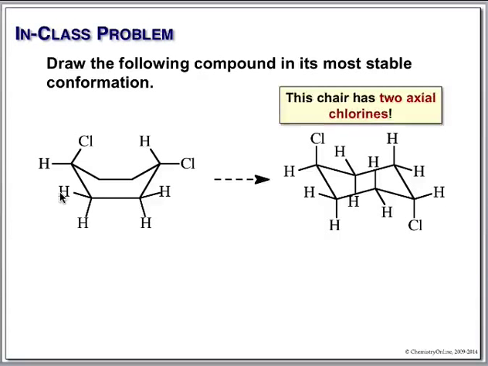We know we cannot leave these chlorines axial, can we? If we do a ring inversion, they're both going to be equatorial. Everything that's axial becomes equatorial. What you have to do is draw that. Now, it's not as hard as it seems.